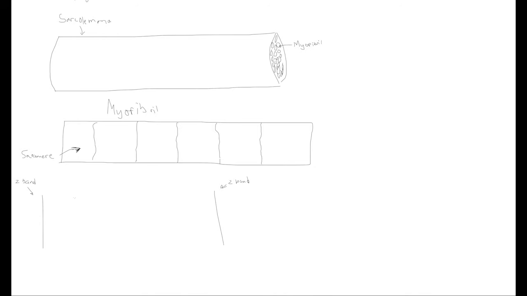And between these two Z-bands, there are going to be two proteins. One is going to be called actin. They're going to be placed like this, and I'll explain how they work together to contract in a second. So this is actin.